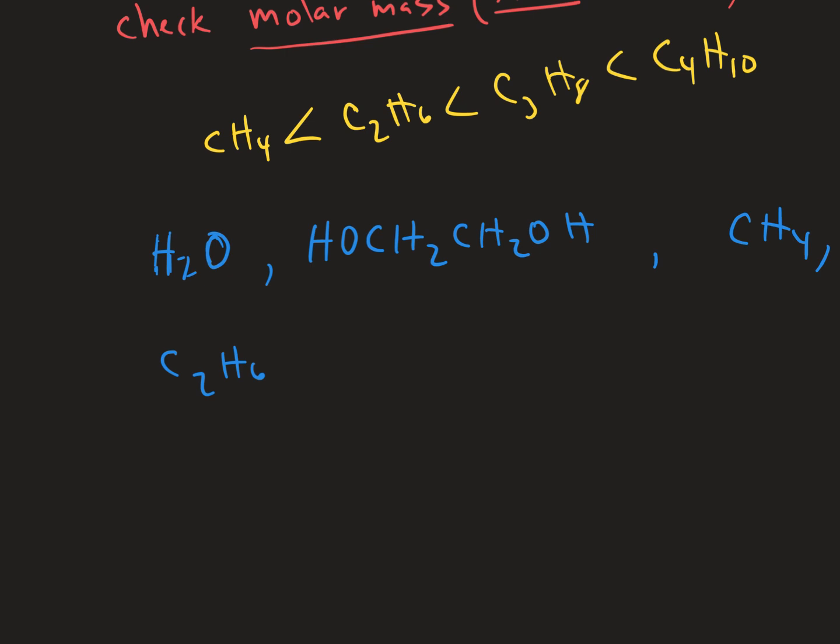Okay, what's the first step? What type of intermolecular force do we have? So, what is it for H2O? Hydrogen bonding. What is it for this? Is it an ion? How do you know? Oh, it has hydroxide? Good guess. It doesn't have hydroxide.